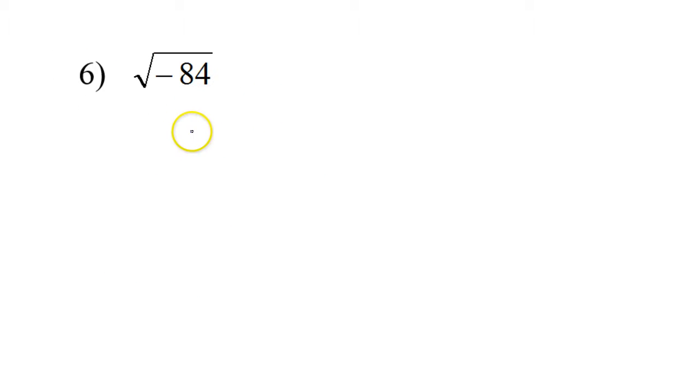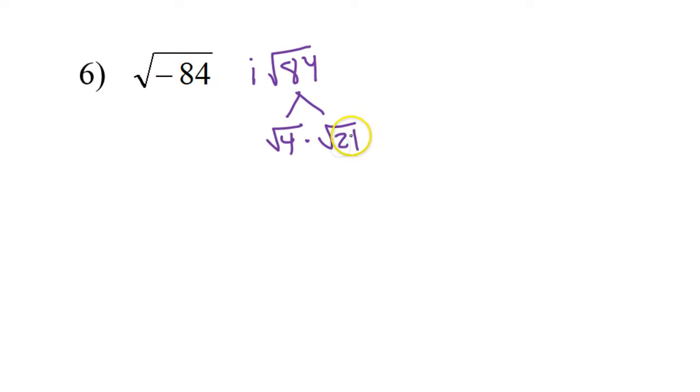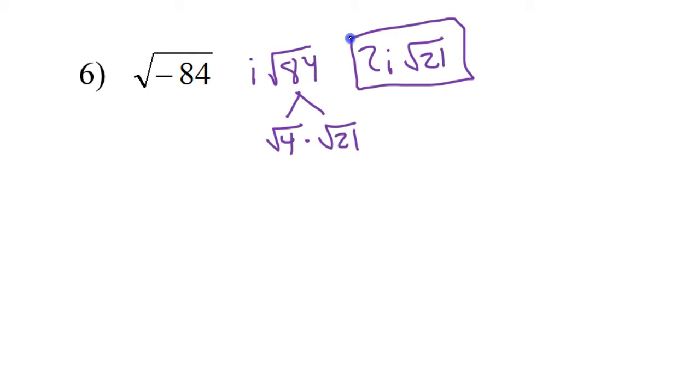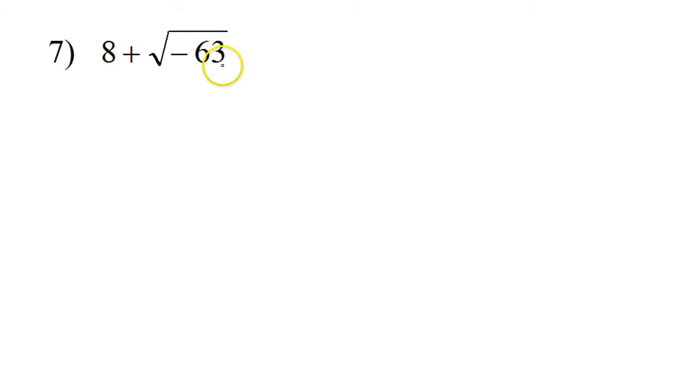Now we've got a different kind of problem. This is the square root of negative 84. So first the negative comes out to become an i. So we've got i radical 84. This can be broken down to radical 4 times radical 21. The 4 becomes 2 with the i, radical 21. That's your final answer.